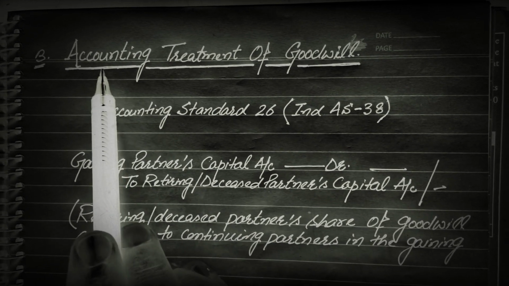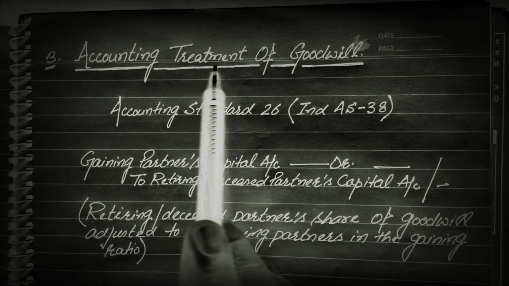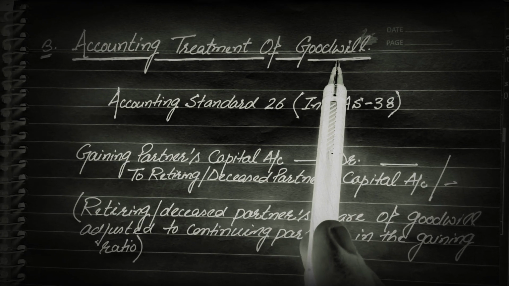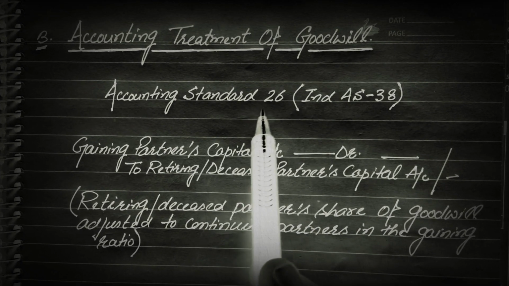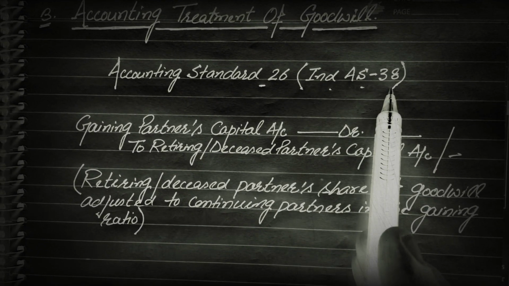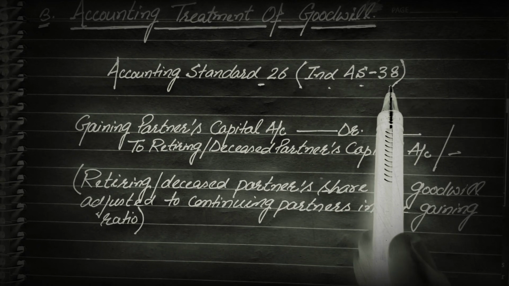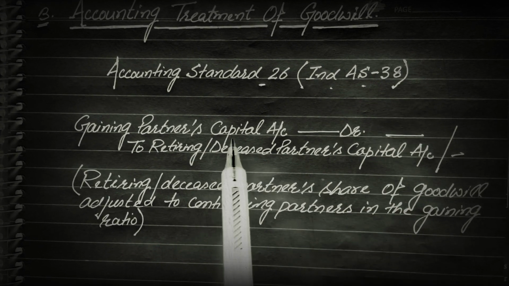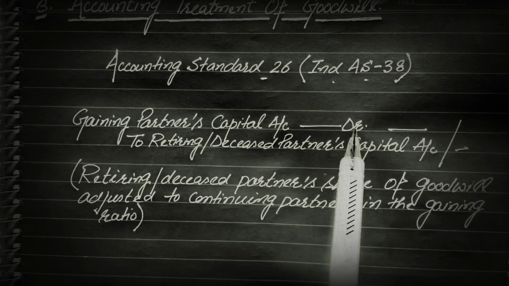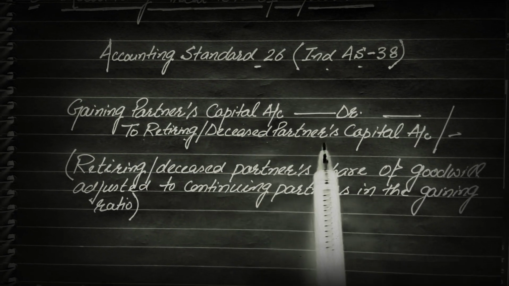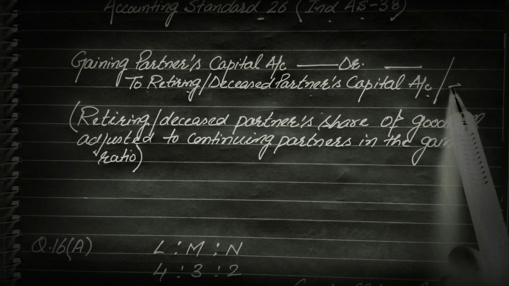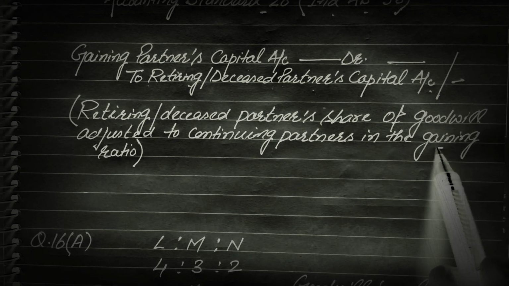Hello everyone. In this video we will study the accounting treatment of goodwill at the time of retirement or death of a partner. The accounting treatment of goodwill is given under Accounting Standard 26 or Ind AS 38. At the time of retirement or death, the treatment is given by passing a single journal entry: gaining partner's capital account debit to retiring or deceased partner's capital account. This entry will be passed with the retiring or deceased partner's share in goodwill and in gaining ratio.